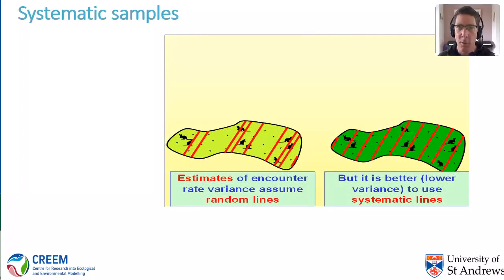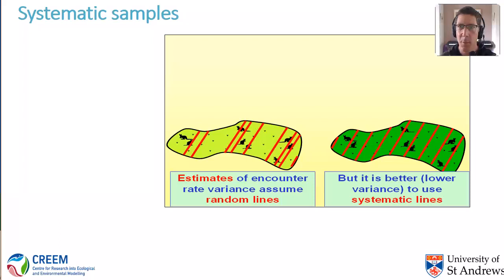What's the issue here? Well, the variance estimates that we use for encounter rate variance, that's number of animals per unit line length, are based on the assumption that the lines were laid down at random. However, we know that in theory at least it's better to use a systematic design like this one here. What I mean by better is lower variance.